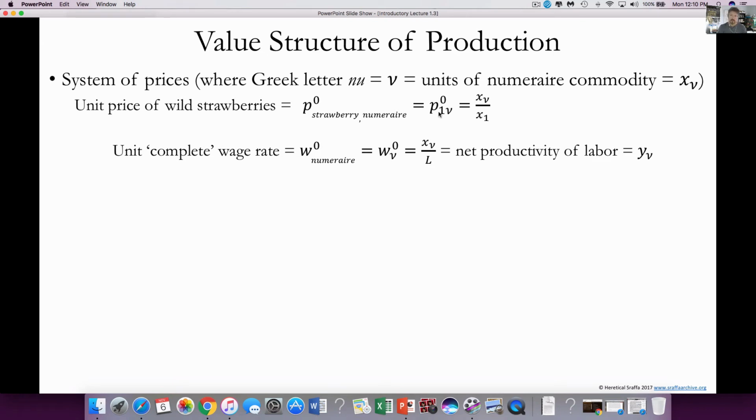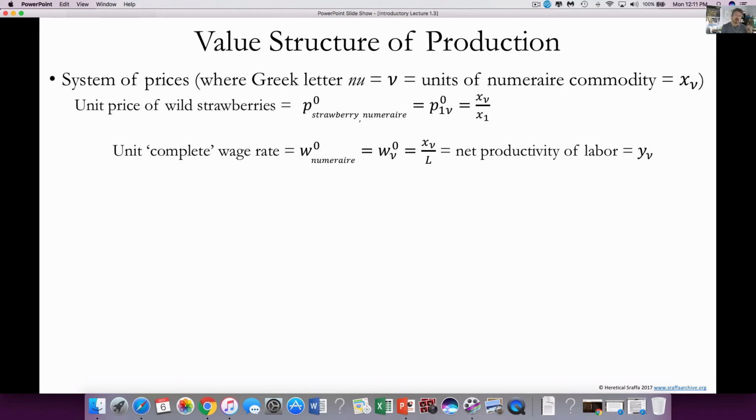What this P superscript 0, subscript 1 nu, I called it V, I should call it nu, says is that it's going to be the price of good 1 measured in so many units of numeraire when the regime of distribution is at the wage share equal to 1 and the rate of exploitation and/or rate of profit equal to 0. So the superscript denotes the level of distribution, where the 0 means the 0 profit scenario or the complete wage scenario. The unit complete wage rate is going to be W superscript 0 nu, right? Or W nu 0 is going to be equal to so many numeraire per unit labor.